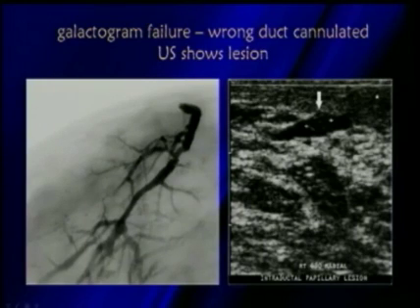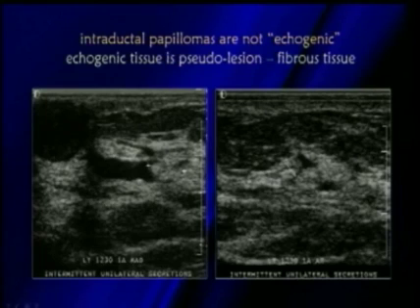This is a patient, when doing the galactogram, everything was perfectly normal. So we went ahead and took a look with ultrasound and actually found there was a separate duct, that there was ductal ectasia, and an intraductal papillary lesion was seen within that duct. So ultrasound was very helpful in evaluating the patient where the wrong duct was cannulated.